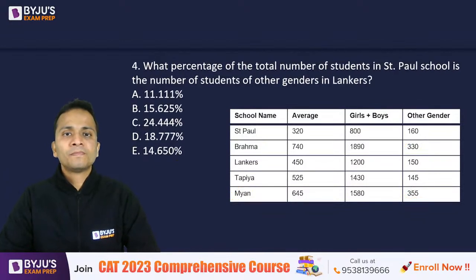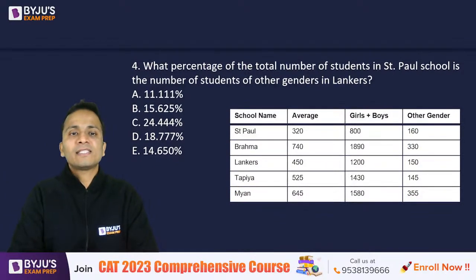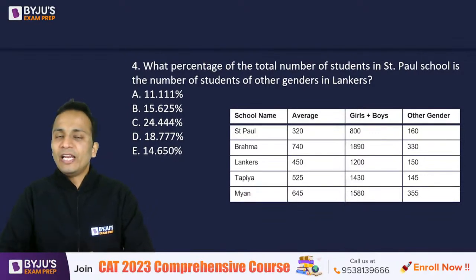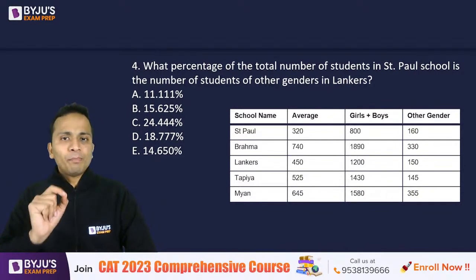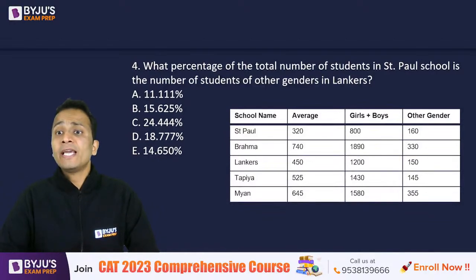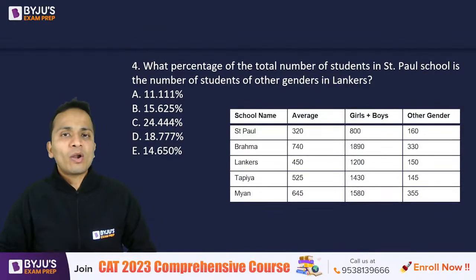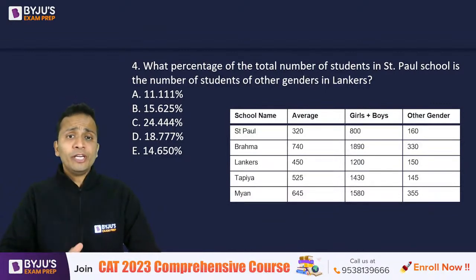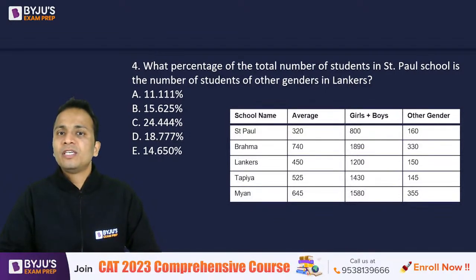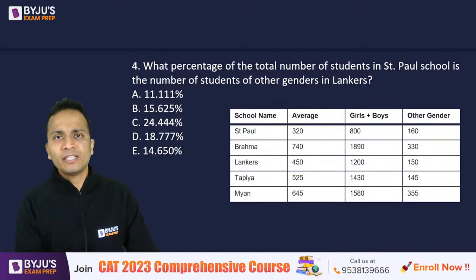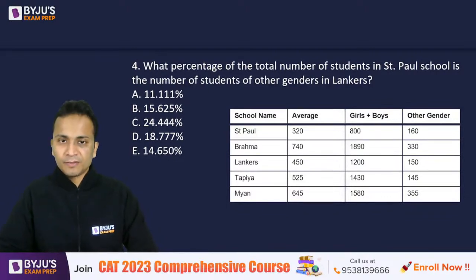Question number 4. Now this is slightly difficult, related to percentage calculation. What percentage of the total number of students in St. Paul is the number of students of other genders in Lankers? Be careful with what will be the denominator for this question and what will be the numerator. So you need to find out what percentage of the total number of students in St. Paul is the number of students of other genders in Lankers.